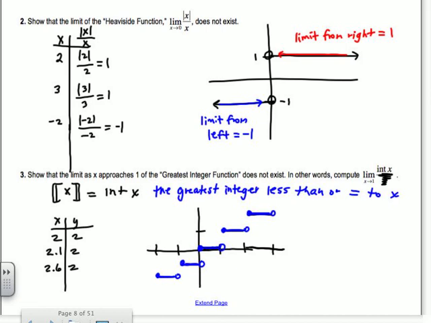So this is it. So why does it not exist? Yeah, left and right don't go to the same thing. So as you go to 1, here's x equals 1, right? As I go from the right, I'm getting closer to y equals 1. As I go from the left, I'm getting closer to y equals 0. So the right limit is 1, the left limit is 0.